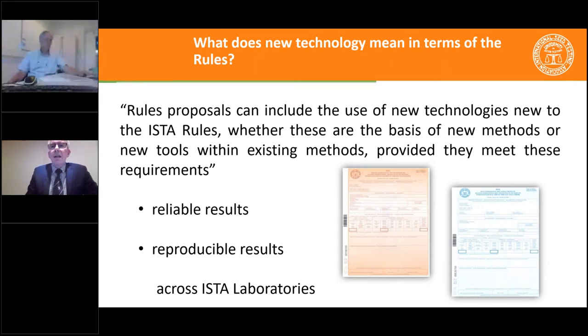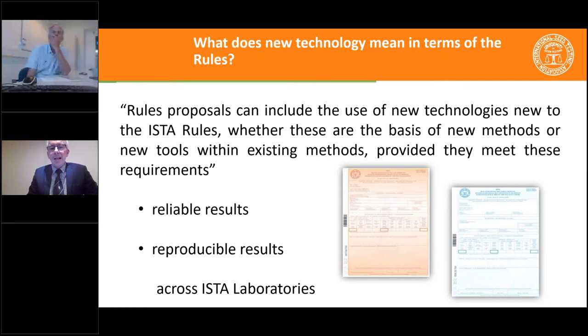And that is, as a result of using those new technologies, the results must be reliable and reproducible, remembering that the ISTA rules are the methodology by which the results on the ISTA orange certificates are obtained, and the rules also cover the sampling for obtaining the samples for the testing for the two ISTA certificates, the orange certificate and the blue certificate. ISTA is an organization that has member laboratories across the world, and therefore the results must be reliable and reproducible across all ISTA laboratories.